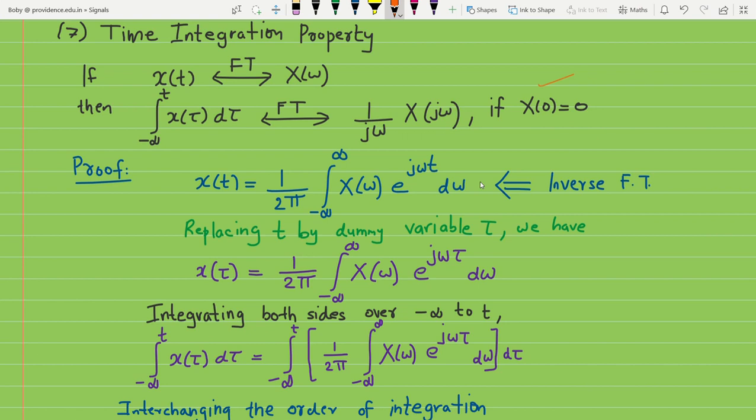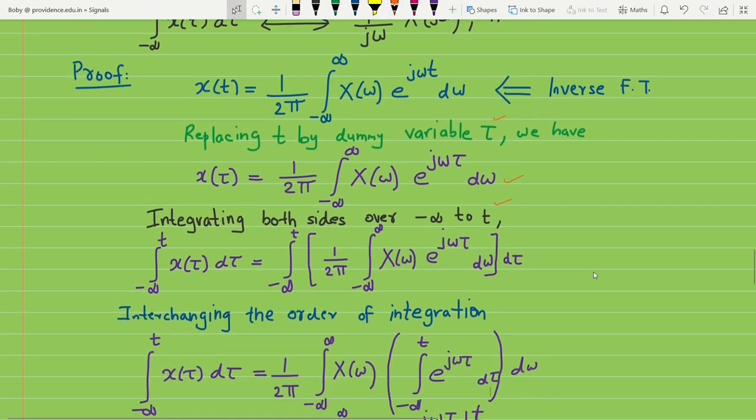Now replacing t by a dummy variable tau, so that becomes x of tau equals 1 by 2 pi integral X of omega e raised to j omega tau d omega. We are introducing a dummy variable here. So then we are integrating both sides over minus infinity to t. Okay, so we are integrating from minus infinity to t.